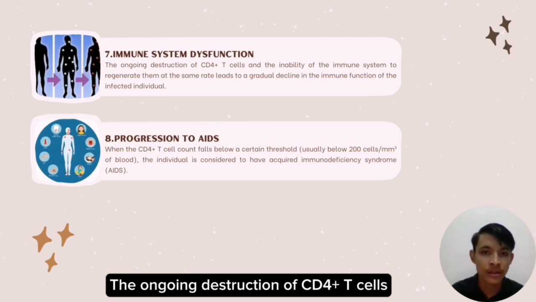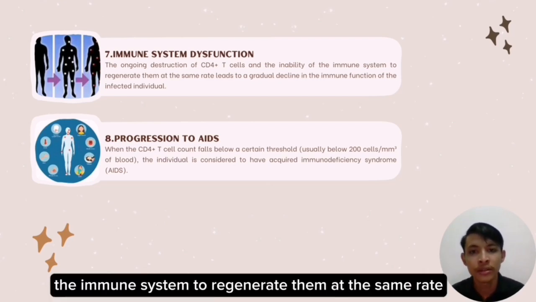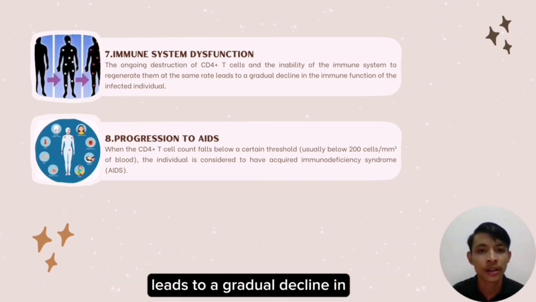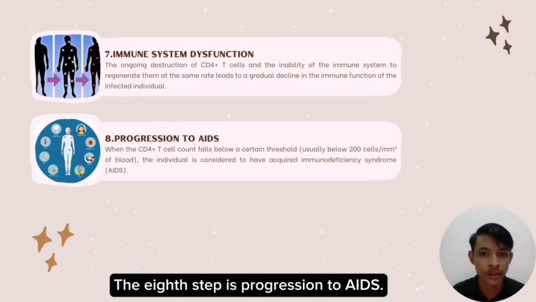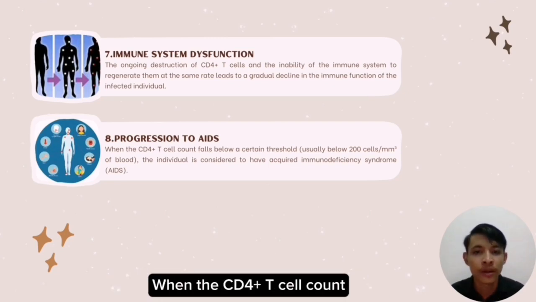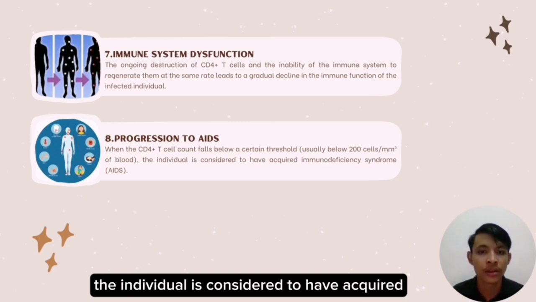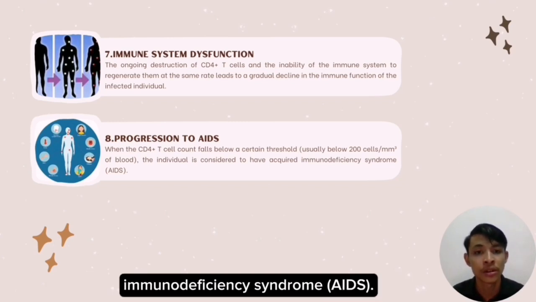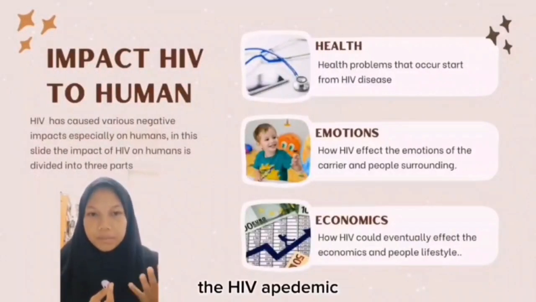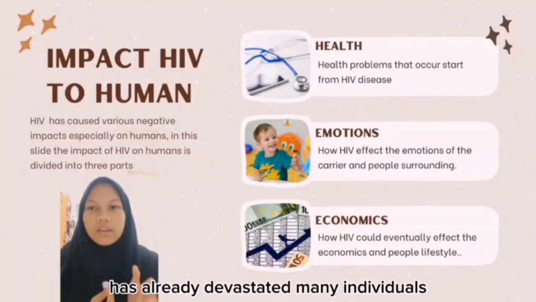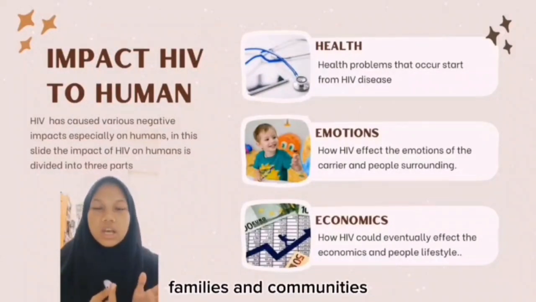The ongoing destruction of CD4 plus T cells and the inability of the immune system to regenerate them at the same rate leads to a gradual decline in the immune function of the infected individual. The eighth step is progression to AIDS. When the CD4 plus T cell counts fall below a certain threshold, the individual is considered to have acquired immunodeficiency syndrome, AIDS. The HIV epidemic has already devastated many individuals, families, and communities.